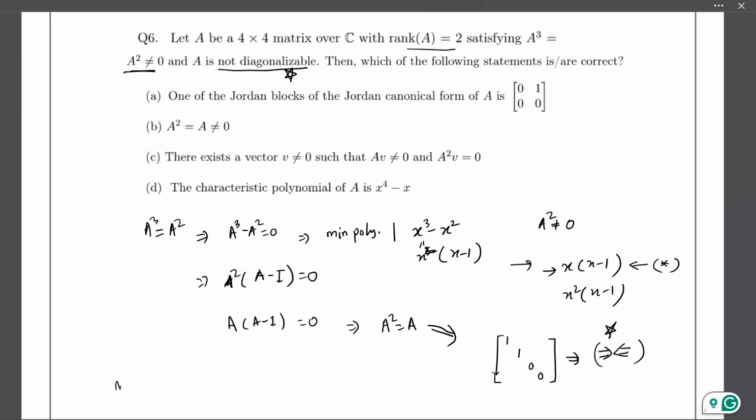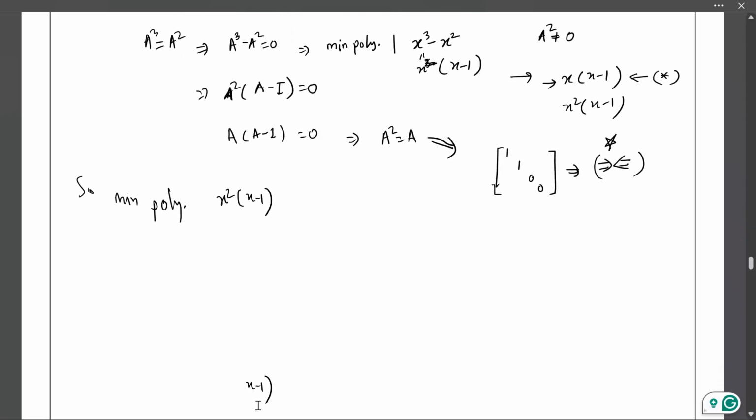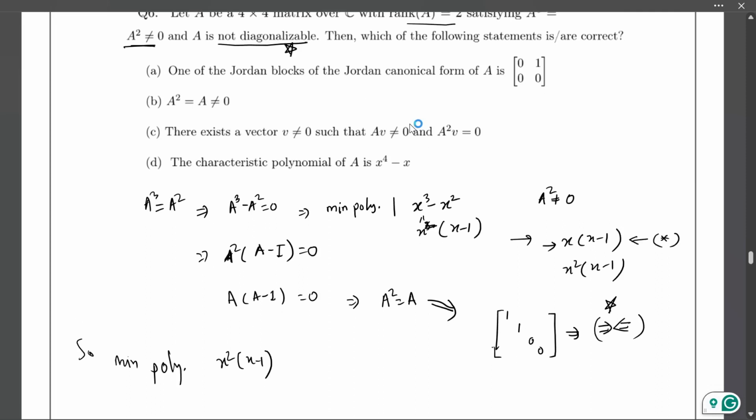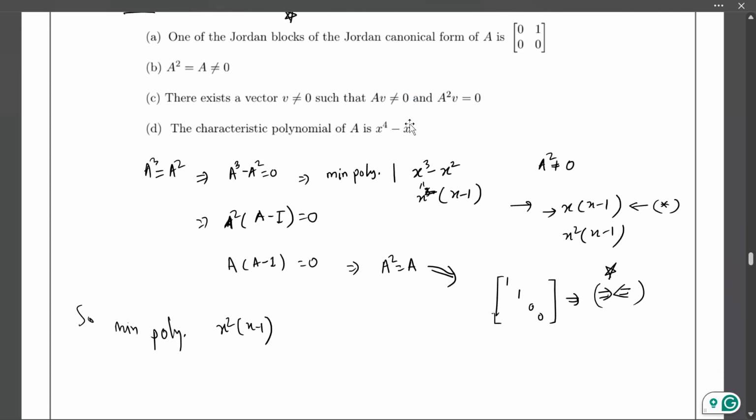Okay. So the minimal polynomial is x square times x minus 1. So there is a Jordan block like this, 2 cross 2, because in this minimal polynomial we have x minus 0 with power 2. There is a Jordan block like this. Correct.